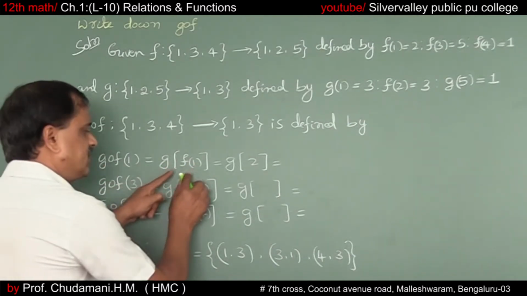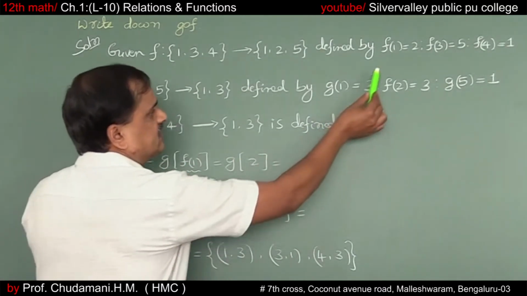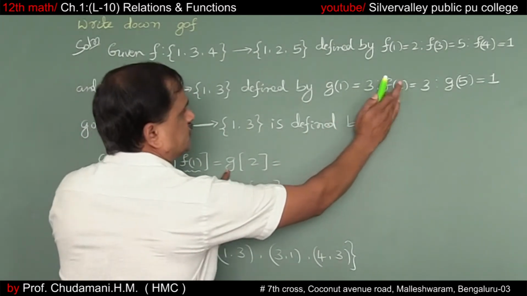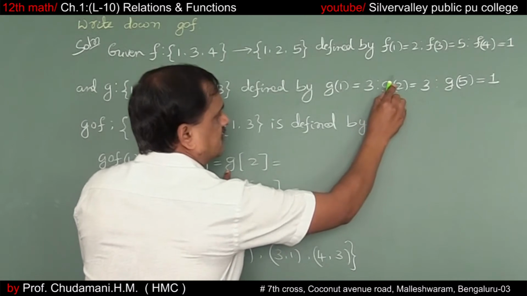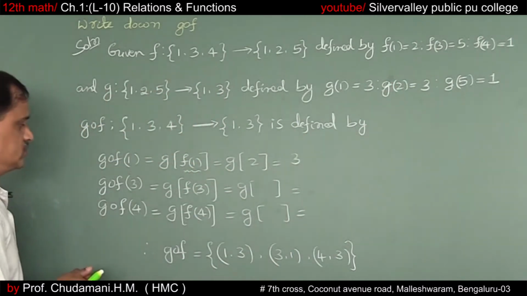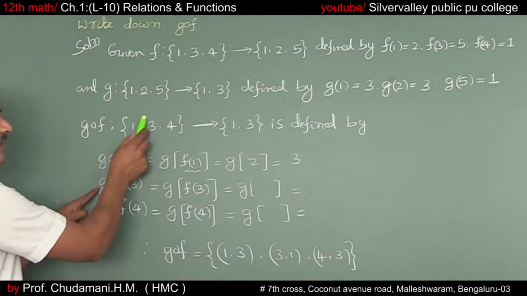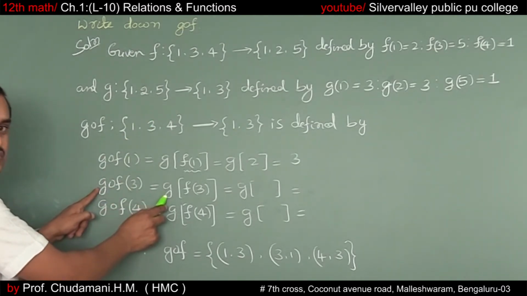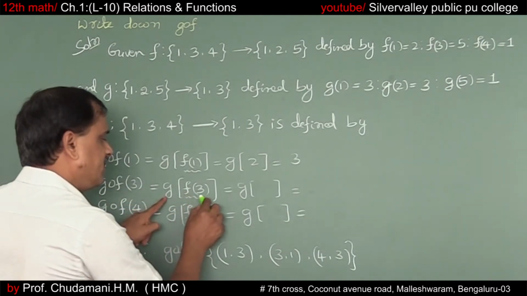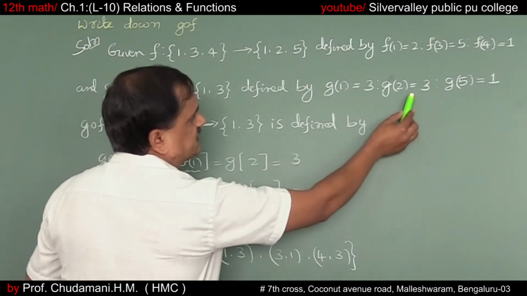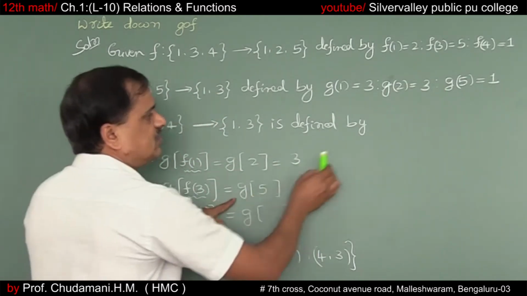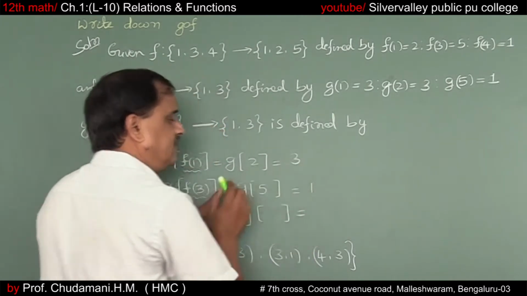Defined as gof of 1 is equal to g of f of 1. But what is f of 1 actually? f of 1 is 2. Now observe g of 2 actually. g of 2 is equal to 3. Then gof of 3 is equal to g of f of 3. f of 3 is 5. Now g of 5 is equal to 1.